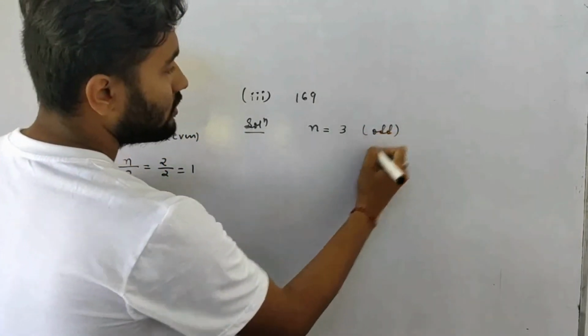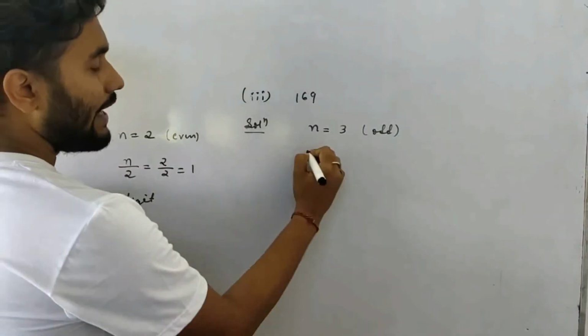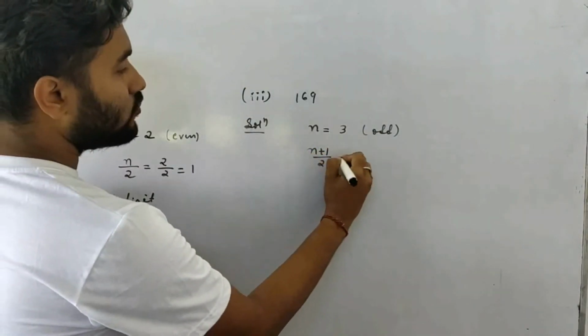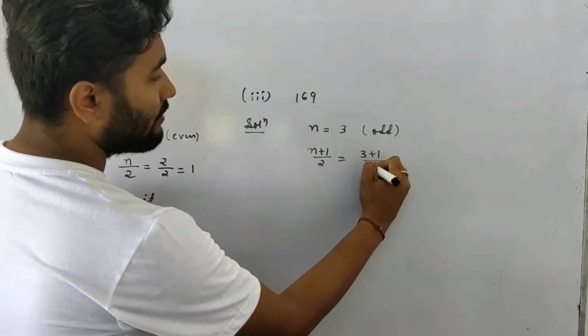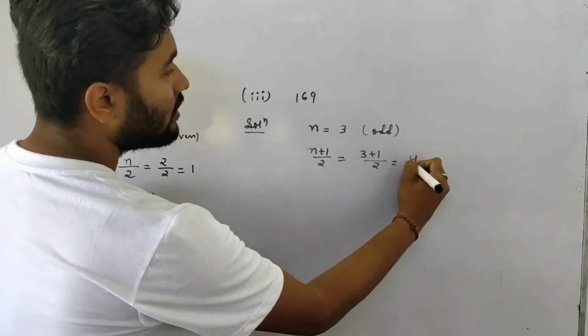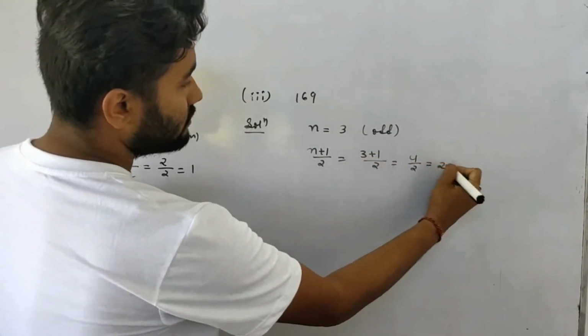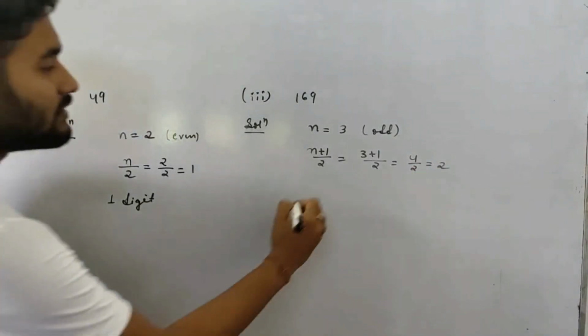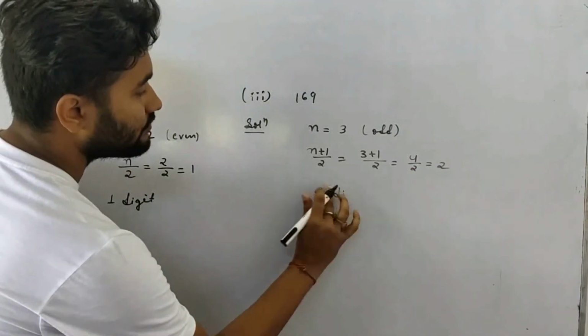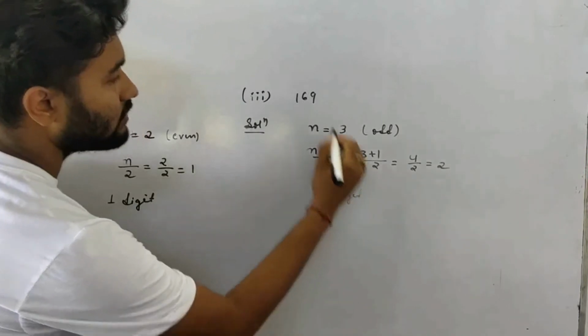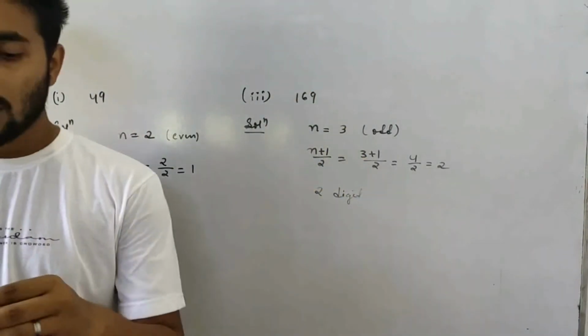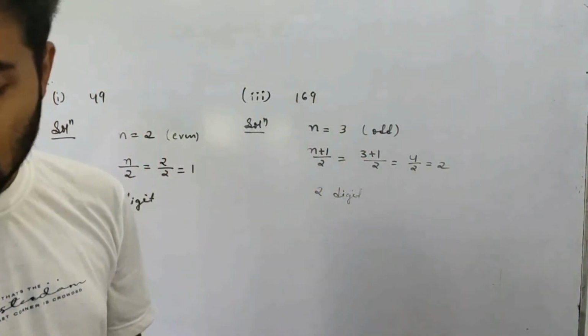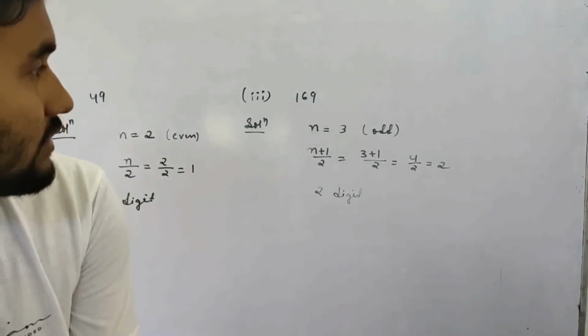Odd. So then what is the formula for odd? (n plus 1) by 2, which is equal to (3 plus 1) by 2, which is equal to 4 by 2, which is what? 2. So how many digits will be there? 2 digits. Isn't it? Root over 169 is 13. How many digits are there in 13? 2 digits are there in 13.